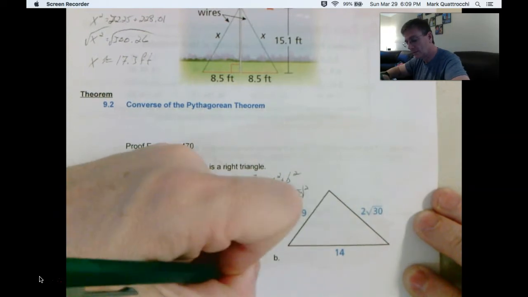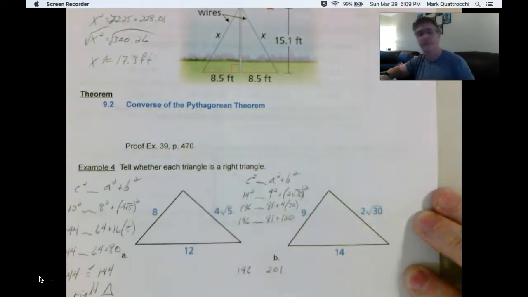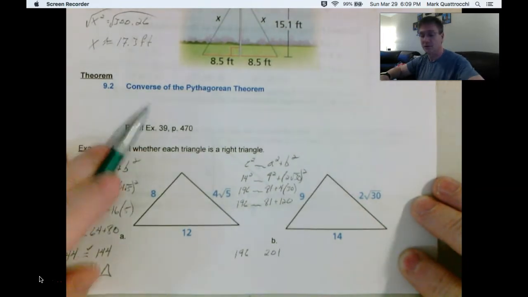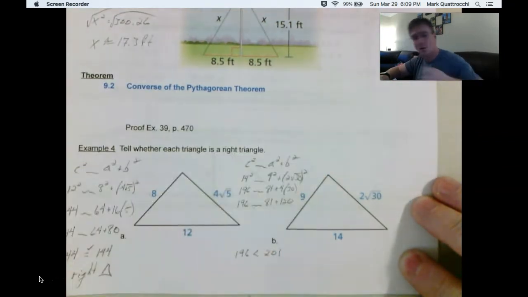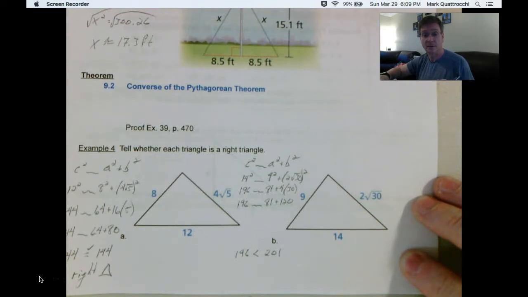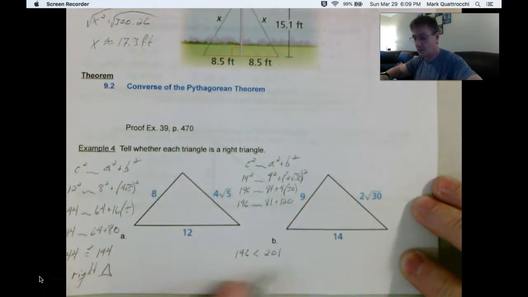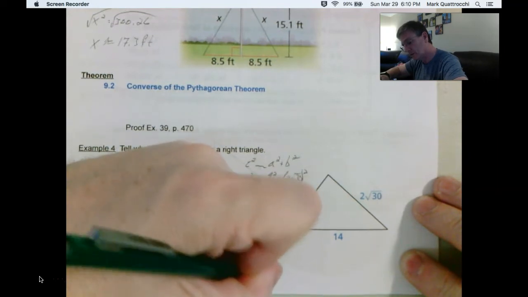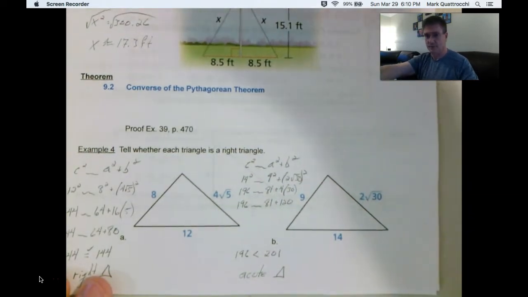196 does not equal 201. So what symbol do I put? So it's not a right triangle. We know that already from the converse of the Pythagorean theorem. What symbol am I putting in here? 201 is bigger than the 196, or the 196 is smaller than the 201. So I put a less than symbol in. When you see less than, you think the c squared is smaller than the a squared plus b squared, then it is an acute triangle. Not a right triangle, it is an acute triangle.